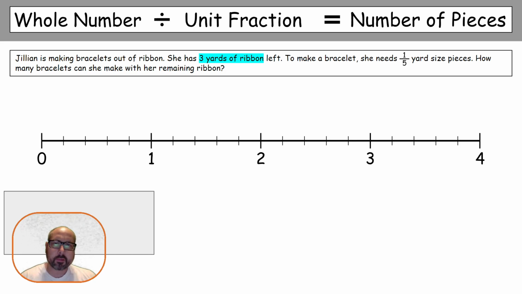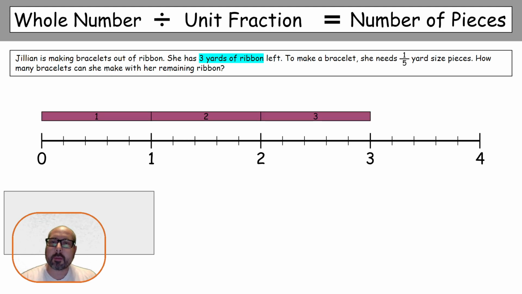Okay, so the first thing you want to do in any division problem, whether there's fractions or not, is identify your total. Identify what is getting split up. In this case, it's the 3 yards of ribbon she has left that's going to get split up. So we're going to go ahead and put that up on our number line, and that's going to be our first number.